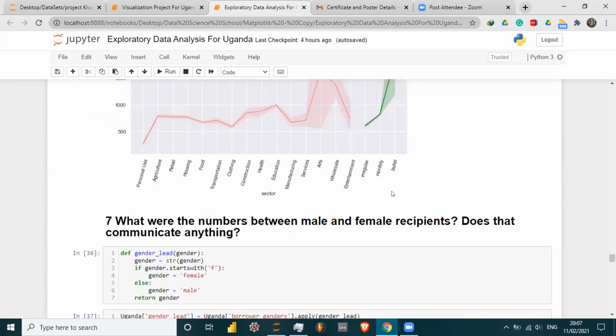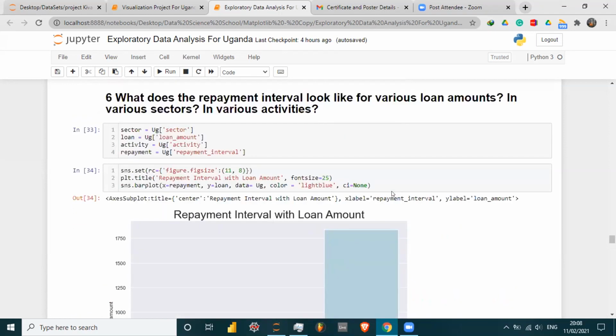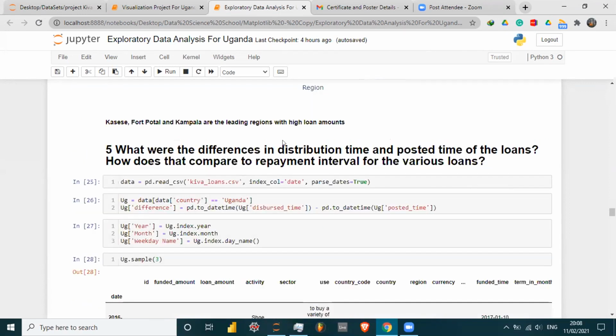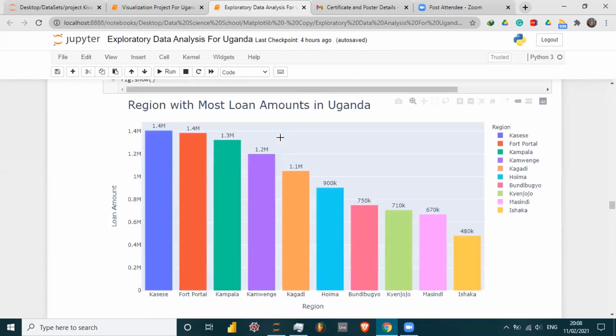So for the most part, I just show my visualization data because of time. Then I'll share the conclusion.